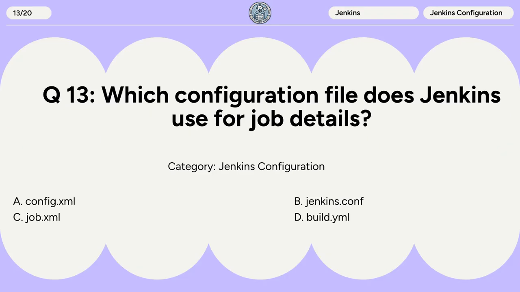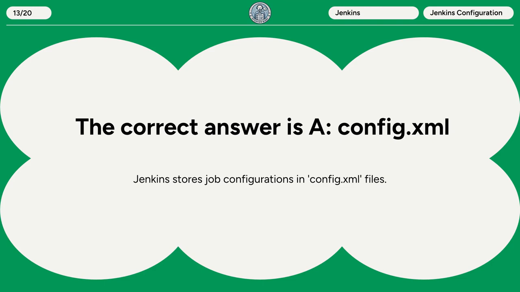Question 13. Which configuration file does Jenkins use for job details? A. config.xml. B. Jenkins.conf. C. job.xml. D. build.iml. The correct answer is A. config.xml. Jenkins stores job configurations in config.xml files.